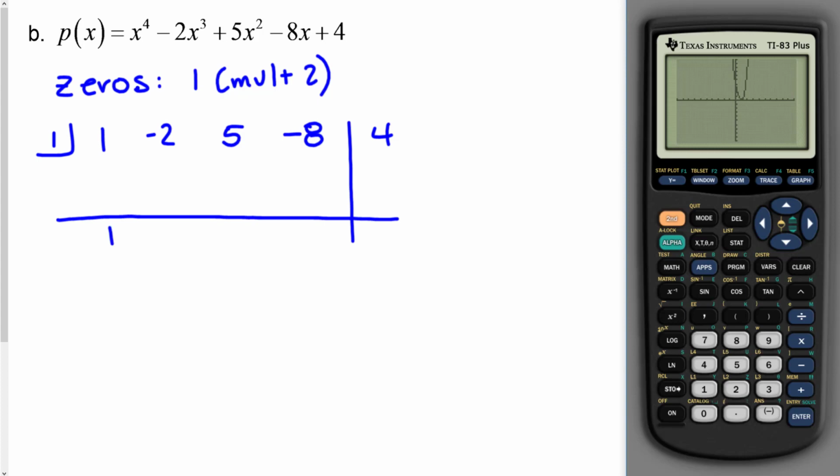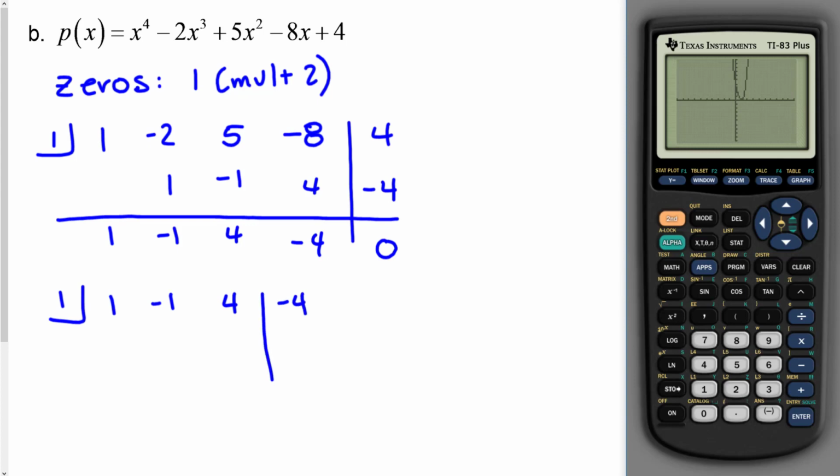Alright, bring the 1 down. 1 times 1 is 1. That adds up to -1. 1 times -1 is -1. 5 minus 1 is 4. 1 times 4 is 4. This becomes negative 4 there. They add up to 0. Now, if this is a 0 of multiplicity 2, I can take the 1 and factor it out of the new set of values. And I should still get a remainder of 0 in the end.